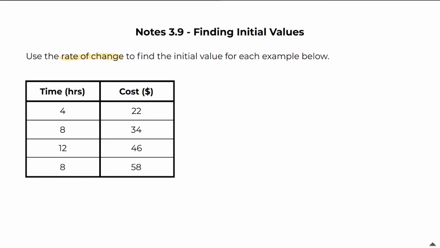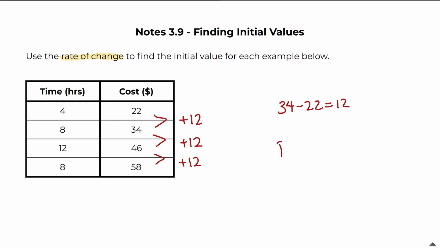So if you notice here, we are told that the cost, from 22 to 34, is going up by 12. So we can find the rise by seeing how much it's going up by from 22 to 34. And this is going up by 12. How do I know it's going up by 12? I just do 34 minus 22 and I get 12. From 34 to 46, this is also going up by 12. And from 46 to 58, it's also going up by 12.